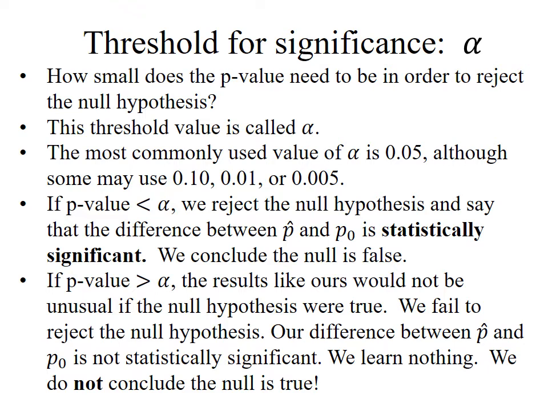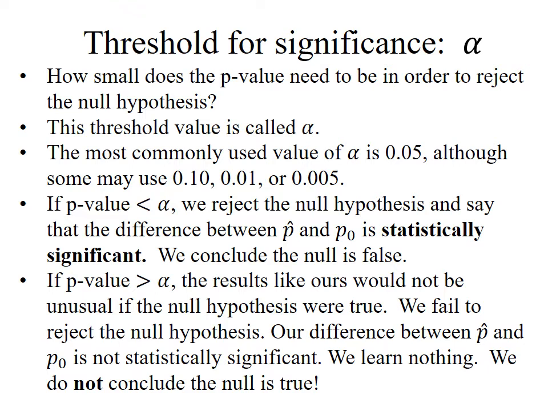If I get a p-value which is less than alpha, what I say is, wow, results like these would not happen very often if that null hypothesis were true, and we got it. I don't think it's likely that this would happen, so we reject the null hypothesis. We say that the difference between p hat, what I got, and p naught, what the null hypothesis said I would get, is statistically significant. We reject the null hypothesis. We conclude the null hypothesis is false. We learn something. We accept the alternative hypothesis.